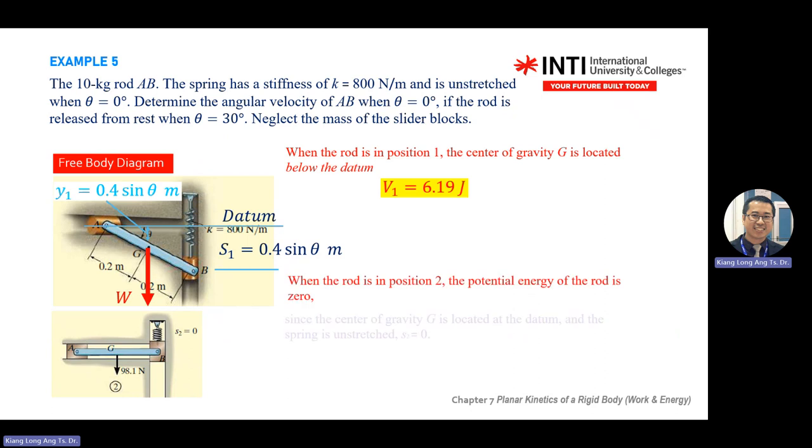Okay, once you have V1, at position number 2, potential energy becomes 0 because it's at the datum. The center of gravity rotates to the datum, so S2 is 0. So at position 2, potential energy is all 0. Because G reaches the 0 point here, mgh, h is 0 at the datum point.